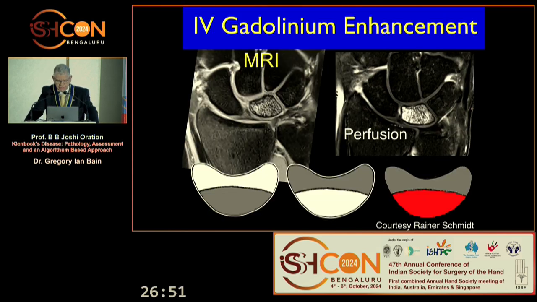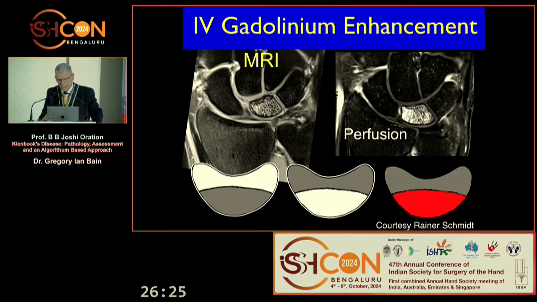Rainer Schmidt did some fantastic work on the gadolinium IV enhanced MRI scans. The image on the left is a standard MRI, and he's given intravenous gadolinium into the lunate, and you can see it all lights up. So it demonstrates that it's perfusion. Perfusion and avascular necrosis are different things though. Avascular necrosis is death, perfusion just means blood supply.